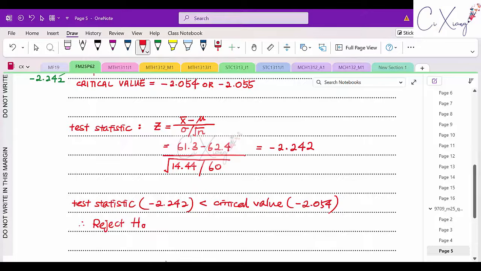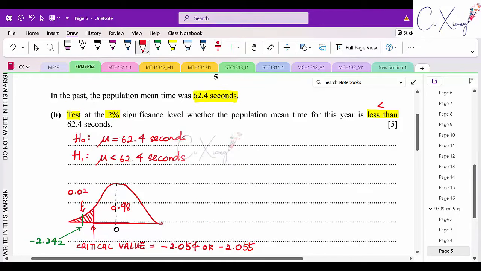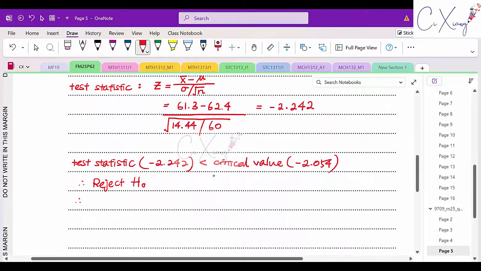So this is a decision. Then let's make a conclusion about our decision here. If we reject the null hypothesis, it means that we have enough proof or sufficient evidence to show that the mean has become less, right? So please make a statement in the context of the question.